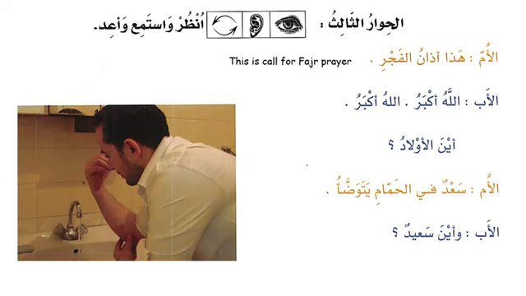Now let's have a look at the translation and also a little bit of explanation. Hadha adhanul fajri. This is the call for fajr prayer. We have learned about hadha and we know that it is used to point towards something. So this is the call for fajr prayer. Allahu akbaru, Allahu akbar. The translation is Allah is the greatest, Allah is the greatest.